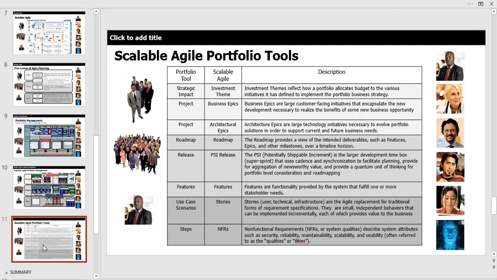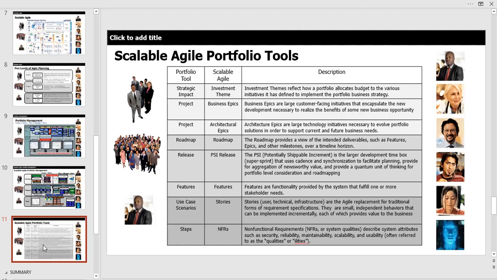As it says, stories are the agile replacement for traditional forms of requirement specifications, which really is what all of these sessions have been about. How do we write testable statements ultimately for data? Why? Because data drives intelligent assistance. So that's really coming back to what we've been trying to do through the whole process.